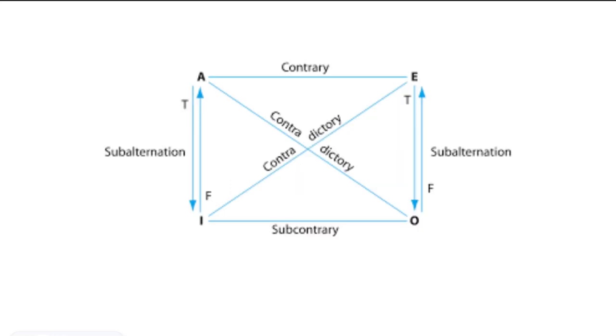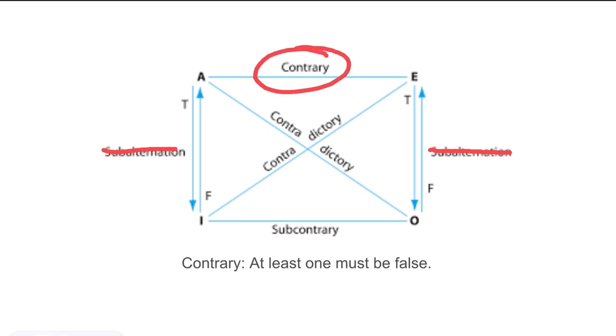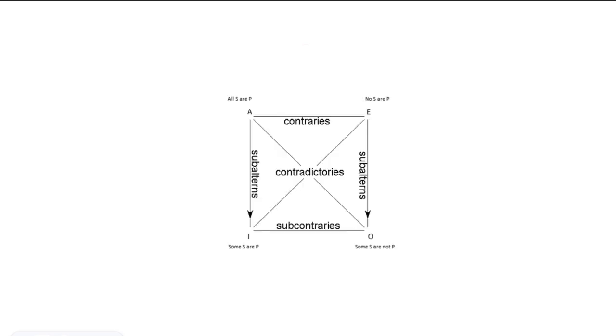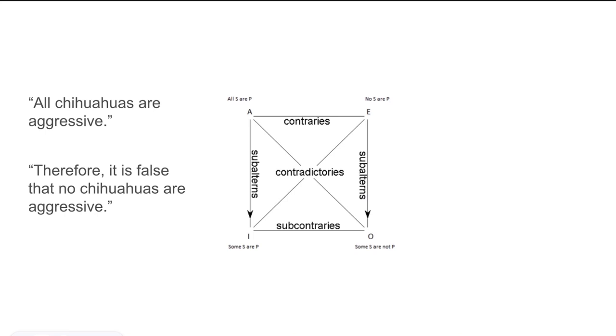Now we're back to our blurry, friendly one, okay? So we've kind of already covered these. All right, we know what these mean. Contrary. So this describes the relationship between A statements and E statements, in which one of them must be false. Keyword must. All right? All Chihuahuas are aggressive. That's an A statement. All SRP. Boom. Let's continue. Therefore, it is false that no Chihuahuas are aggressive.